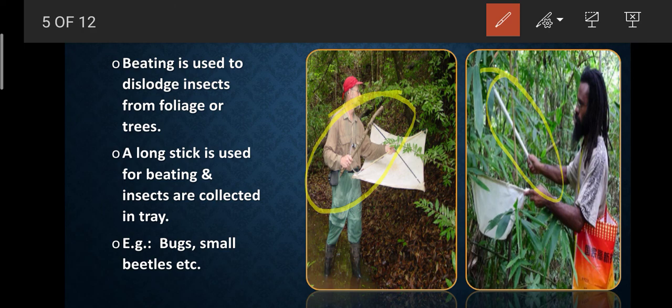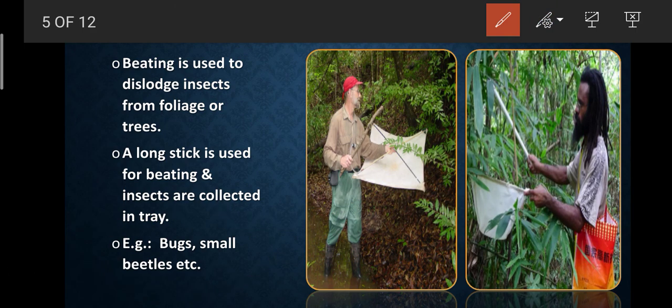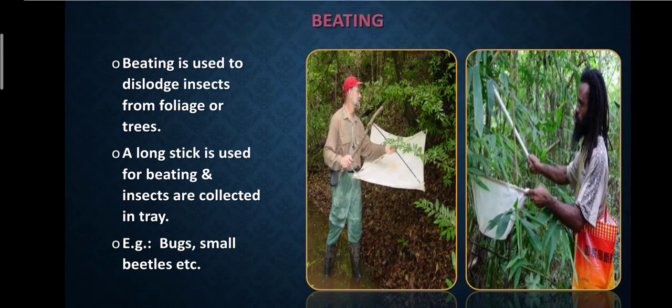You can use anything. You can just use a stick or twig for beating purposes. So bugs and beetles, small beetles, can be collected by this method.